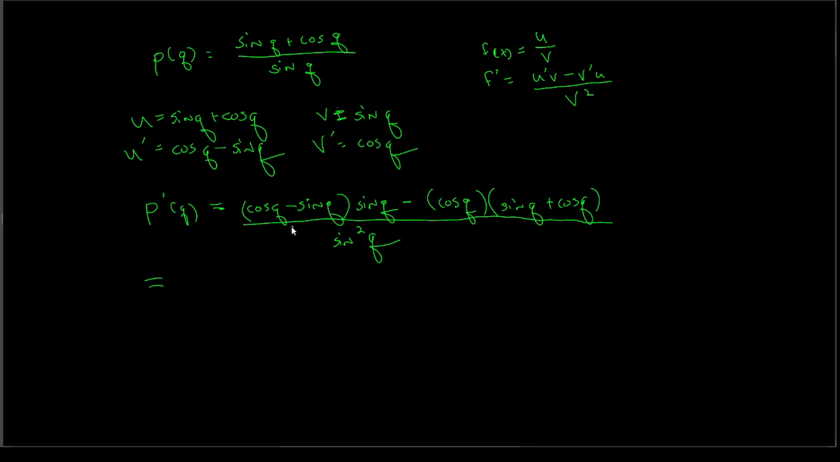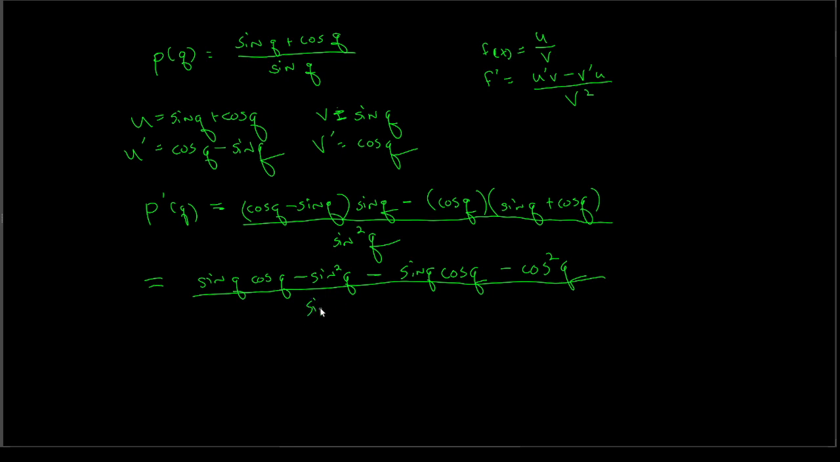So now we will multiply. We get sine q cosine q minus sine squared q minus sine q cosine q minus cosine squared q, all over sine squared q.